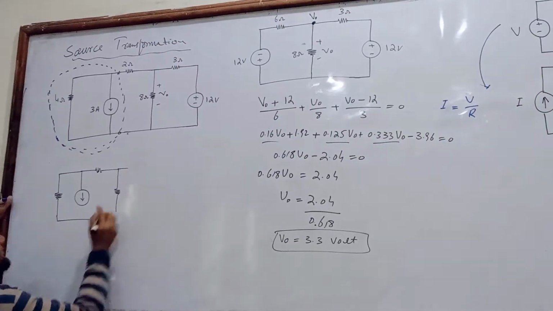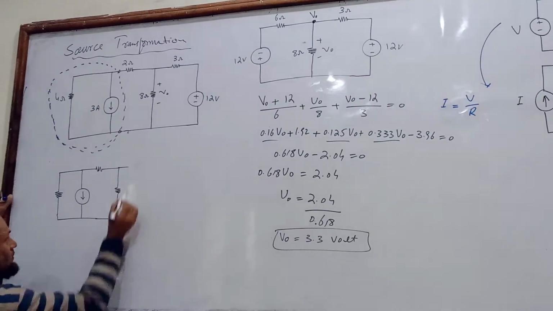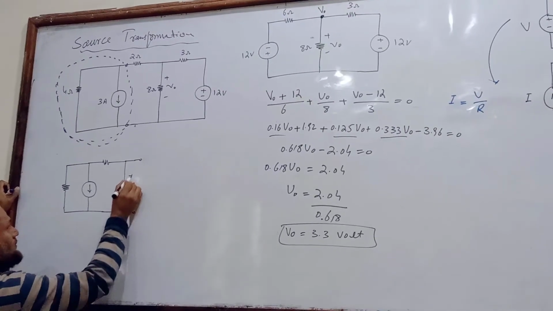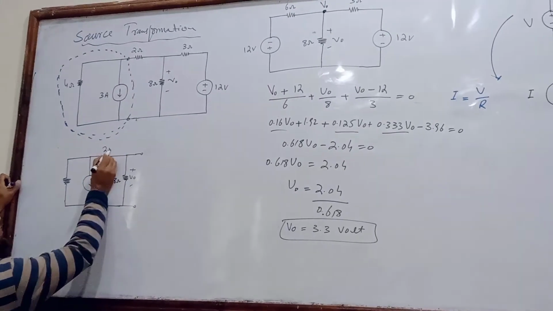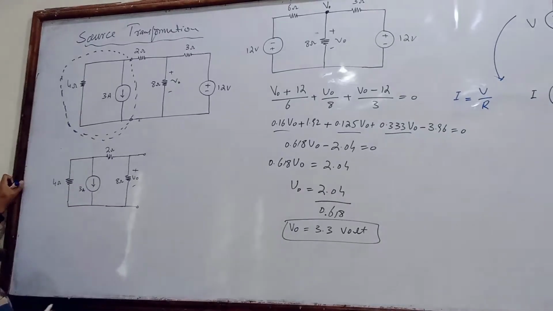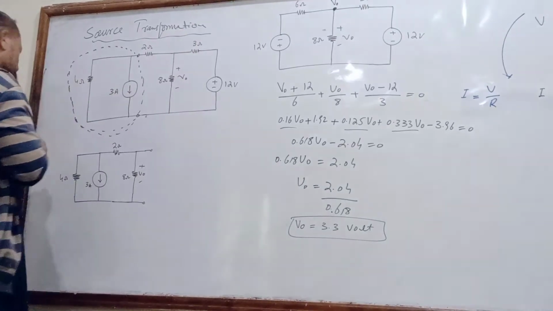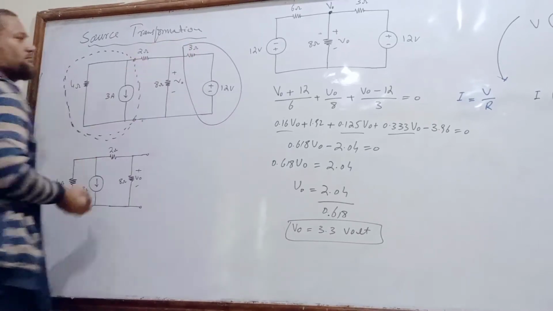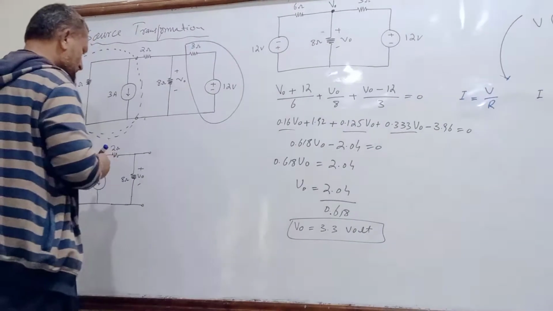Sorry, this side. We are just going to convert 8, 2 ohm, 4 ohm, and 3 ampere. Now convert this side to current source. So what will be the circuit over here?